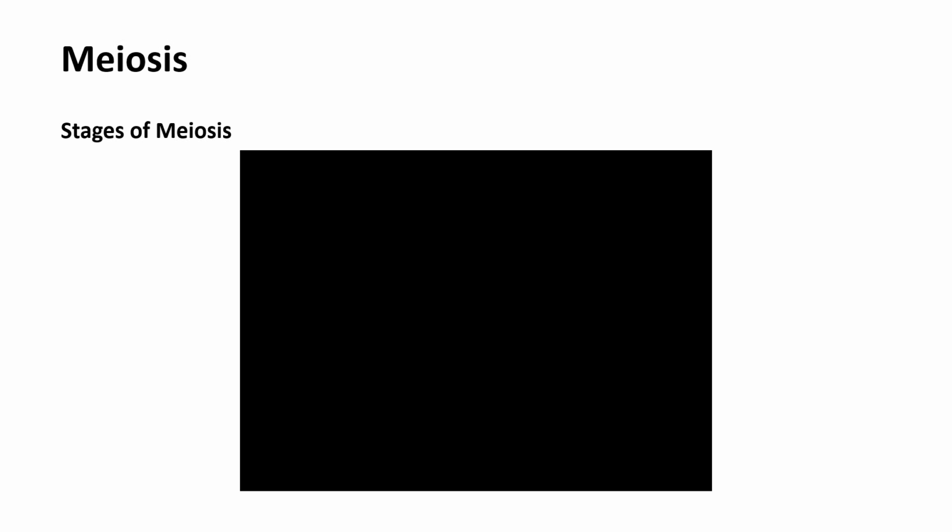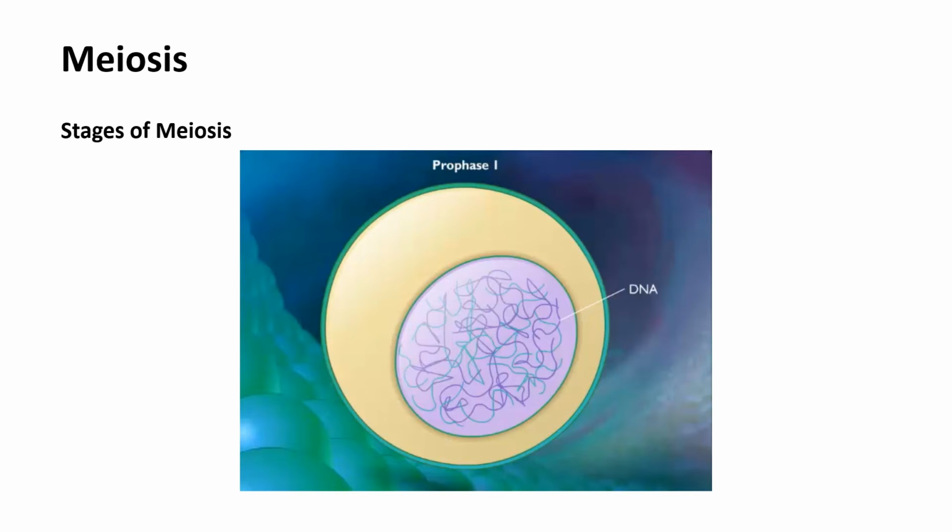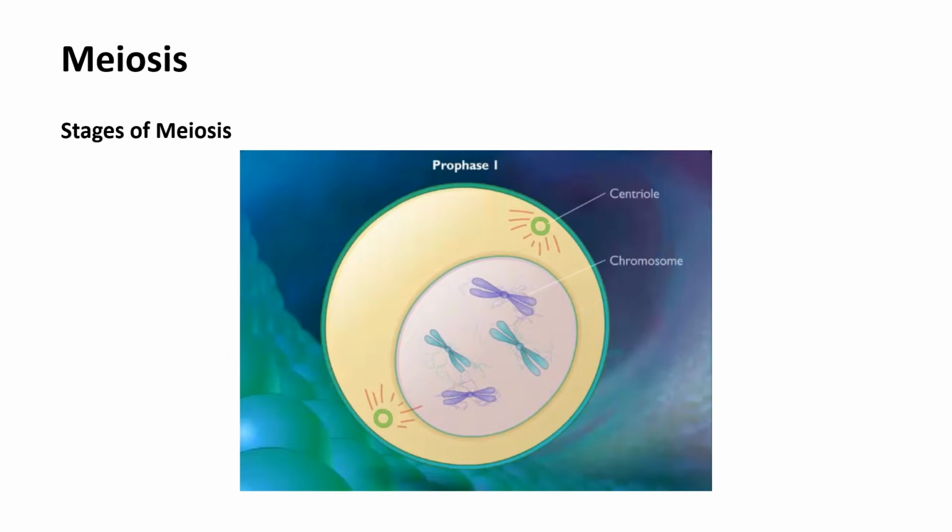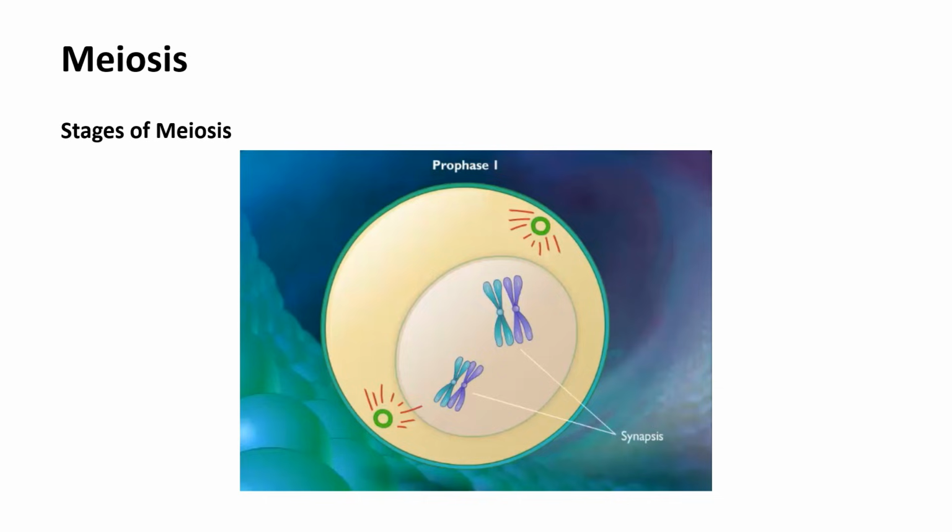And here's a video that will review the overall process of meiosis for you. I know it's replication, but like they say, with replication comes retention. In prophase I, the DNA coils tightly and individual chromosomes become visible under the light microscope. Homologous chromosomes become closely associated in synapsis, and they exchange segments by crossing over.